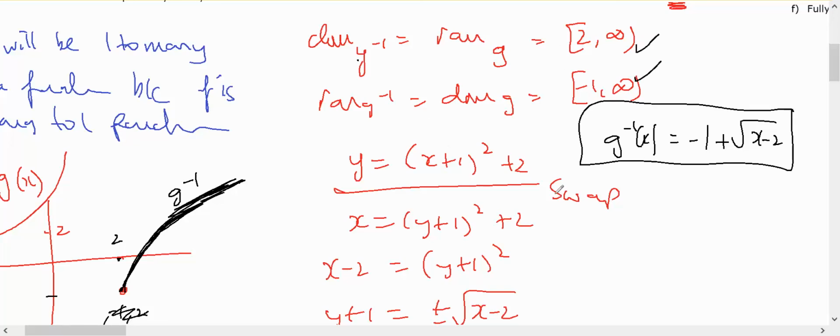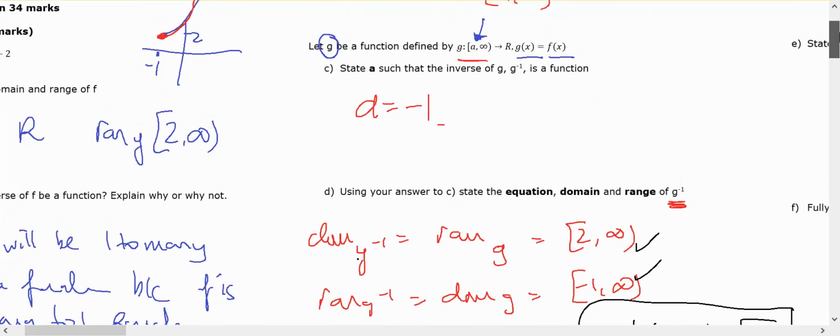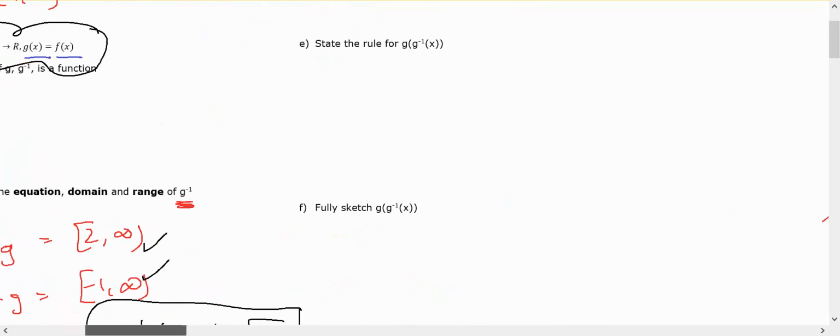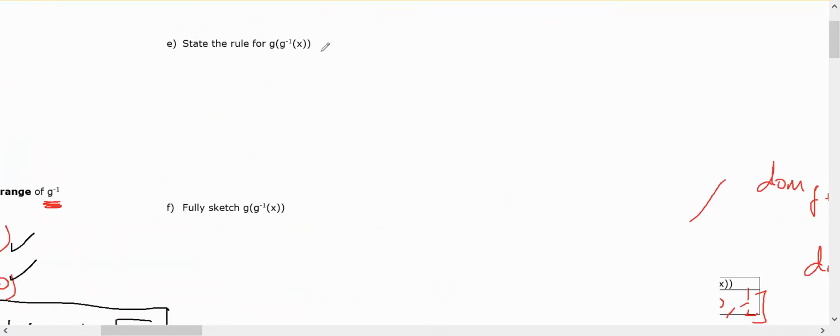The domain goes from 2 to infinity, and the range goes from -1 to infinity. And by the way, that's the domain and range of this swapped around. And lastly, state the rule for the composite. If you place the inverse inside of g, you're going to get x out as an answer.